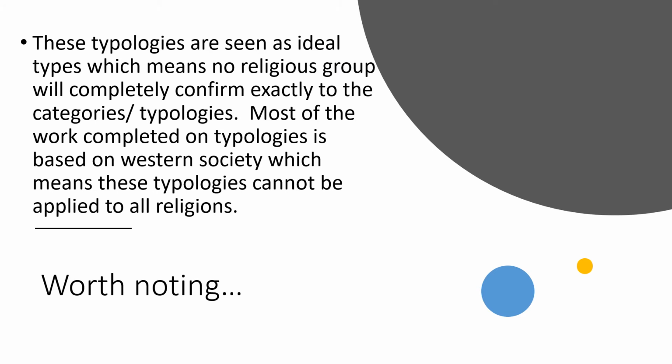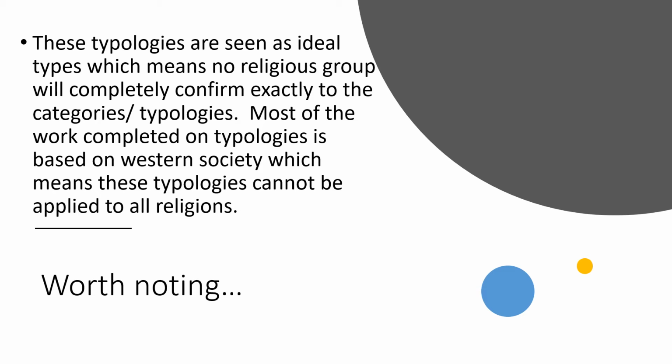This is a really important point to note, and I'm hoping that the work you did on Monday will really emphasize this and show this. These typologies that we're going to look at, so there are four main categories or typologies that we're going to use, are not ideal types. No religious group fits exactly into one of the categories. And that's the point. That's where your AO3, your evaluation, will come from, is knowing that different groups maybe fall into a little bit of one category, but also a bit of another.